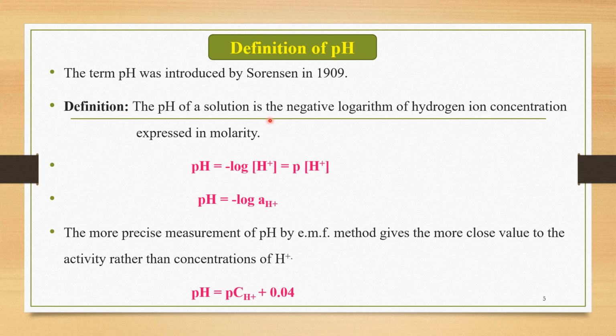The pH of a solution is the negative logarithm of the hydrogen ion concentration expressed in molarity. So the pH of a solution is nothing but the negative logarithm of the hydrogen ion concentration, expressed in molarity. This pH is given by the equation pH is equal to minus log of H plus ion concentration, or we can say that this equation may be written in terms of the activity of H plus ions as pH is equal to minus log of activity of H plus ions present in a solution. So these are the regular equations used for defining the pH term.